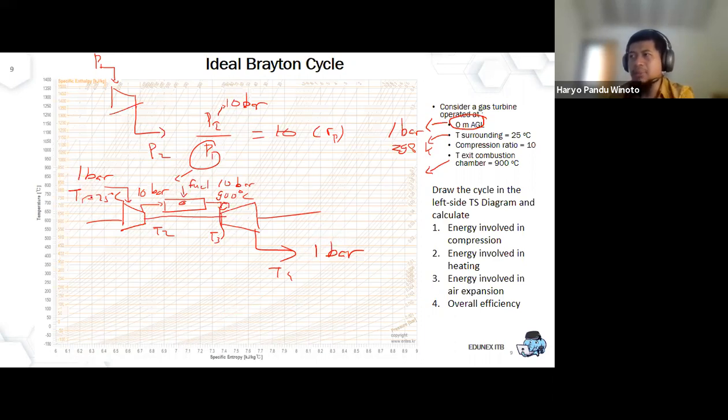At the first 1 bar, we compress it isentropically, with P2 over P1 equal to 10. Then after that, we add a little bit of combustion agent, some kind of oil or fuel, to increase the temperature up to 900 degrees Celsius. But here it is isobaric heating. After that, we have the highest enthalpy possible: here is H1, here is H2, and here is H3. Then we will have H4.